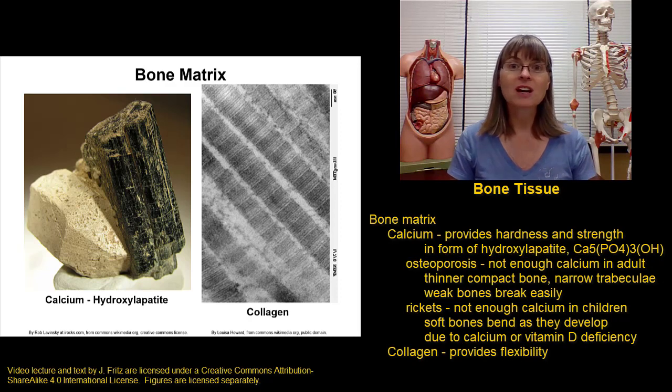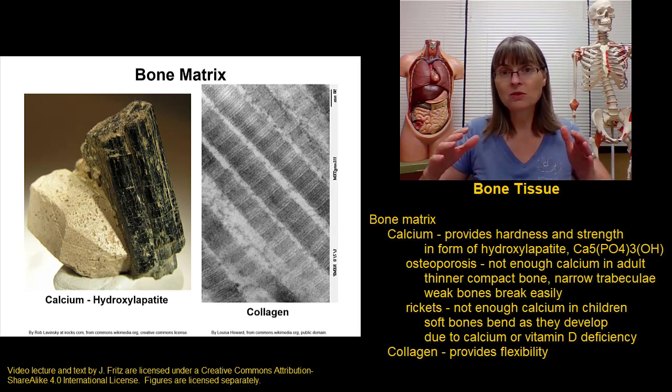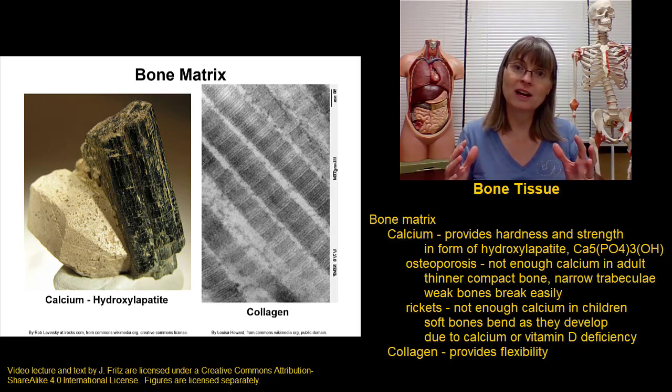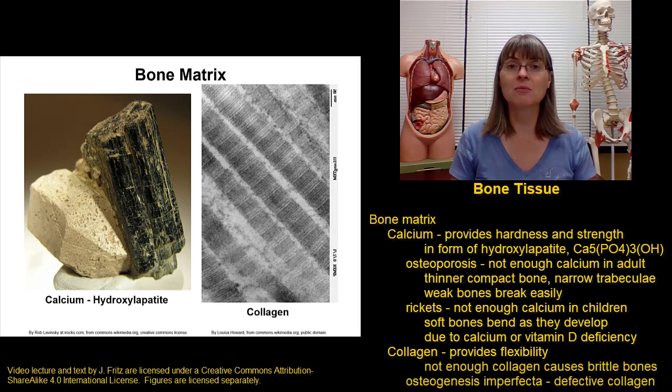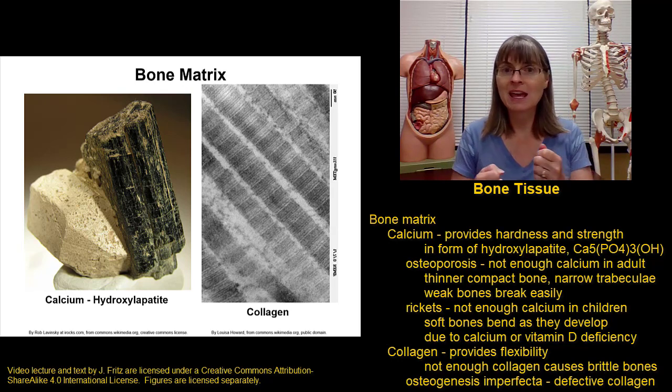The importance of the collagen fibers in the bone matrix is flexibility. We don't usually think of bones as being flexible, but bones do have just a little bit of give to them. And this is really important, so when bones experience stress, they can flex a little bit without breaking. If there's not enough collagen in the bones, then the bones become very, very brittle. They can't flex, and instead, even a little bit of stress will break the bones.